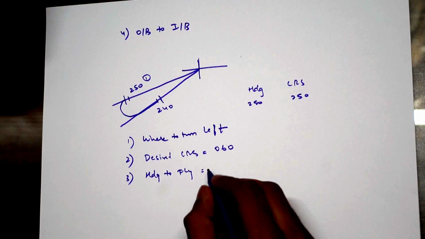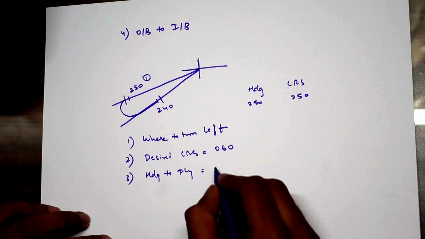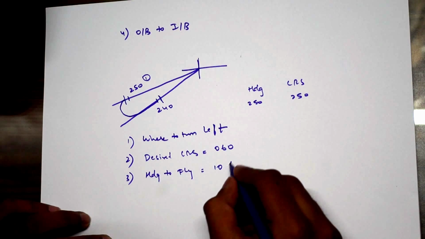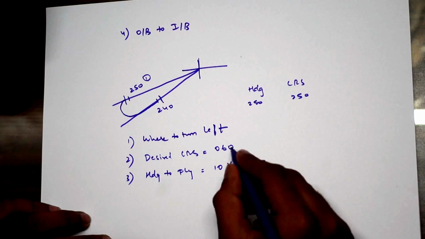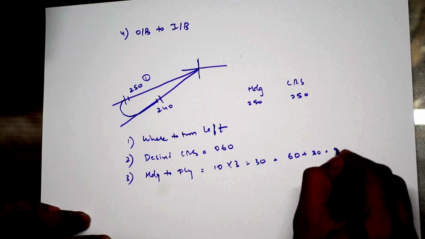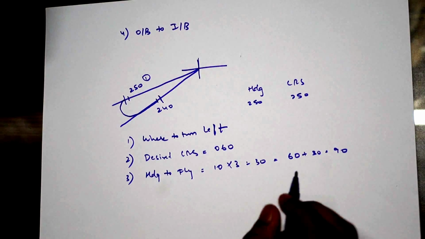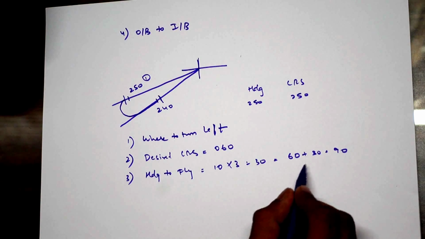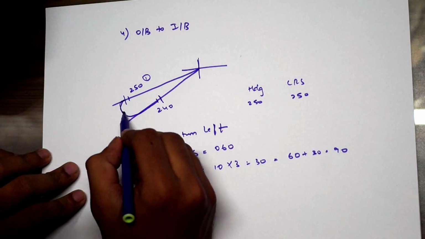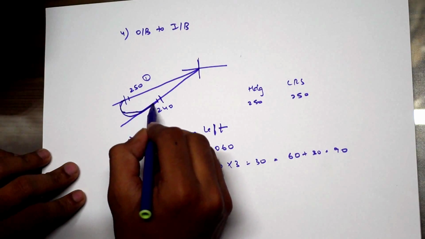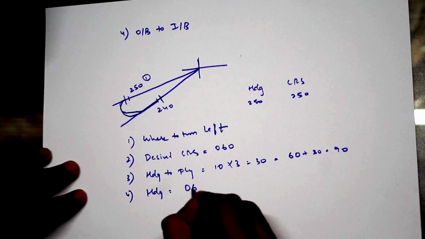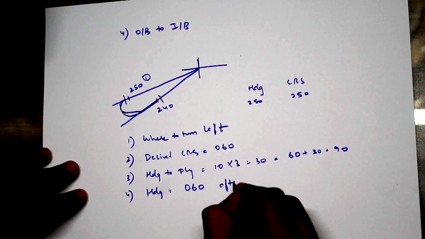Heading to fly: first you take the difference between the two radials, that is 10, 250 minus 240, into 3, 30. Take the desired course 60 and add 30 to it, 90. There will be a little confusion about addition and subtraction. I'll just clear it out on the next page. So add 30 to it. So from here, if you fly heading 090, you'll intercept this course, and heading will be 060 after interception.